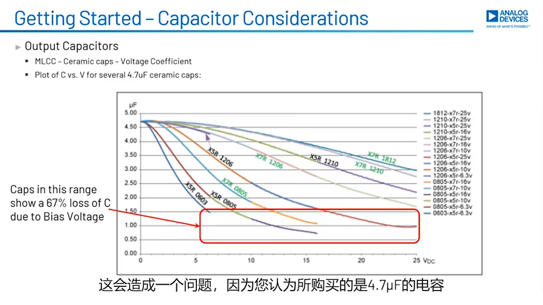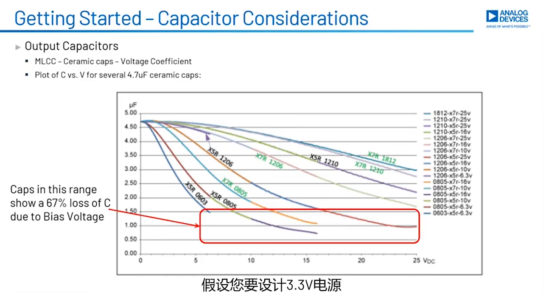And that's going to be a problem because now you think you're buying a 4.7 microfarad capacitor, but let's say you're designing a 3.3 volt power supply. If you pick this part, you're going to get less than half the expected capacitance value when you put it on the board and actually run it at 3.3 volts. So this is something to be aware of. The higher quality cap vendors will provide these curves so you can actually see what that looks like. And LT PowerCAD includes a library of caps.